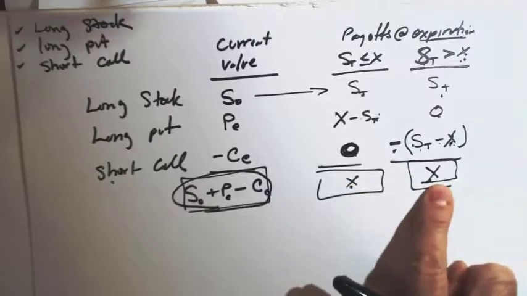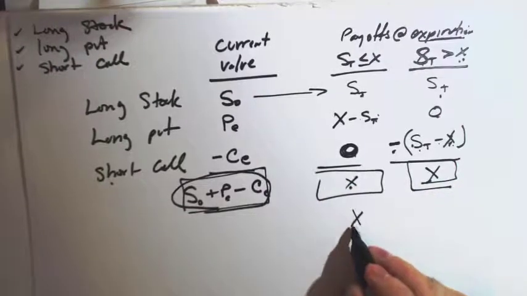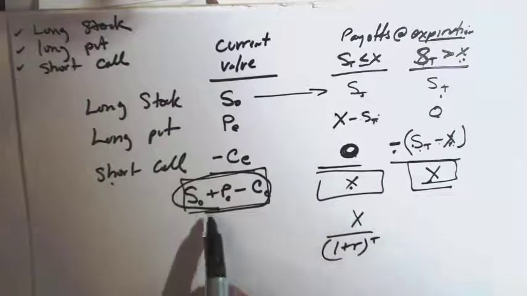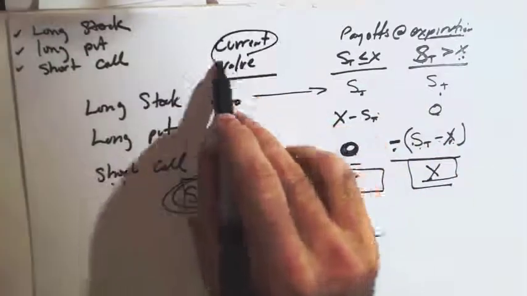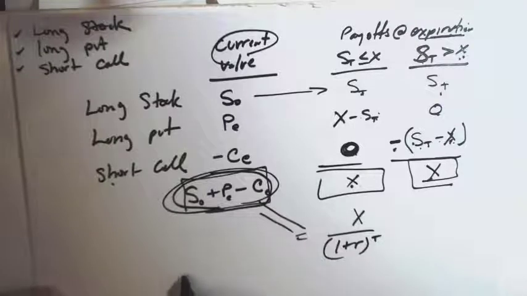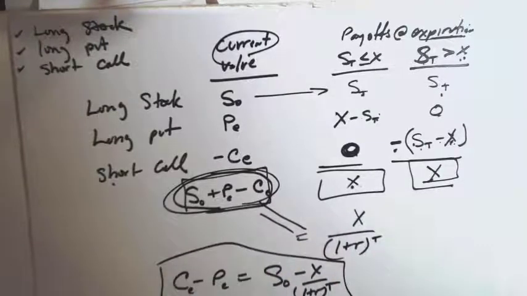So what is this worth today? This risk-free X, because no matter what happens, you're going to get X. The value of X today is X over 1 plus R to the T power, the present value of X. Therefore, this is the present value of the payoff at expiration. The current value is this. We're going to set these two equal. You set those two equal, rearrange it algebraically, and you get C minus P, I'll put the E's in there, equals S minus X over 1 plus R to the T power. There we have put-call parity derived under no arbitrage conditions.